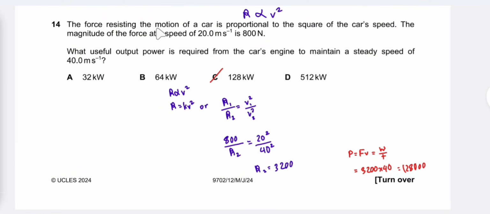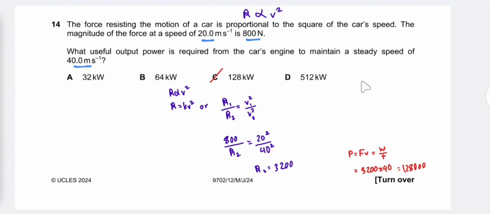14. The force resisting the motion of a car is proportional to the square of the car's speed. So the force resisting the motion is proportional to the square of the speed. The magnitude of the force at a speed of 20 meter per second is 800 Newton. So when the speed is 20, the force is 800. What is the useful power output required for the car's engine to maintain a steady speed of 40 meter per second? So we need to find the power output, and we know that power is equal to force into velocity, or power is equal to driving force into velocity.